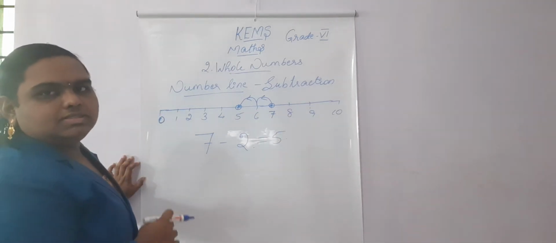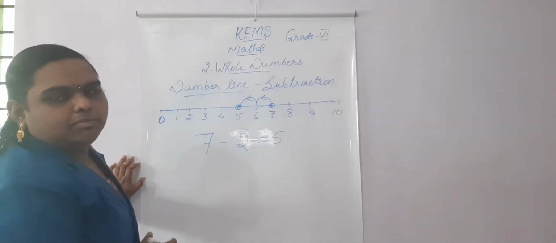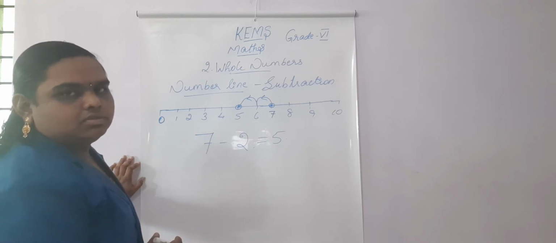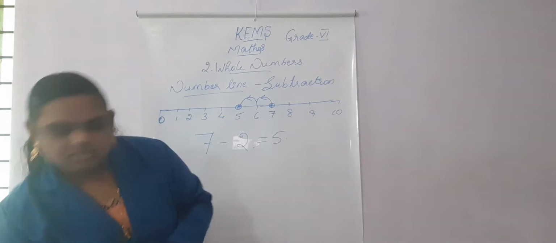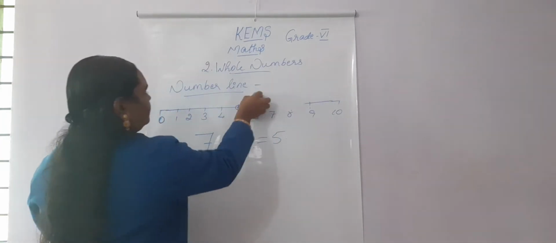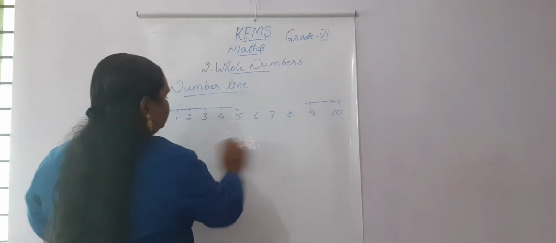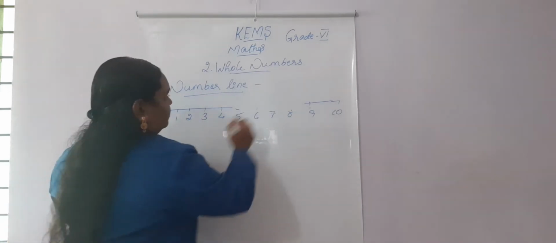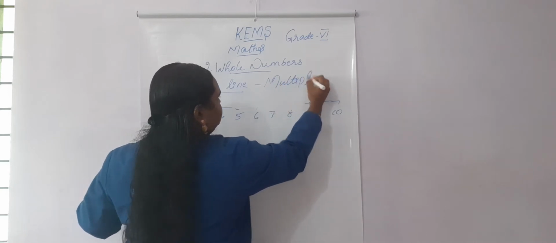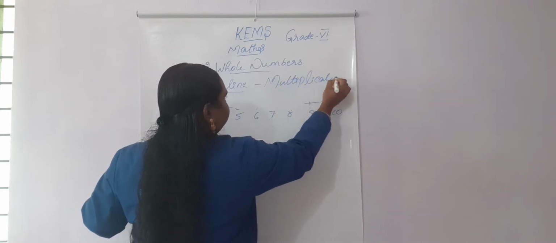Okay, this is the subtraction on number lines. Is there any difficulty finding the answer? No. Okay. So the next one is multiplication.